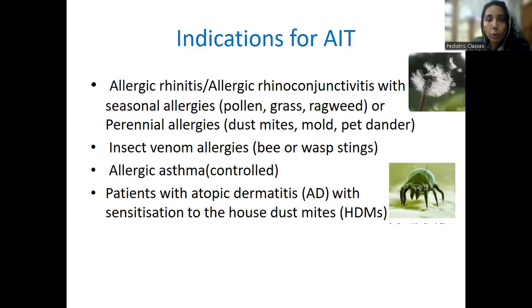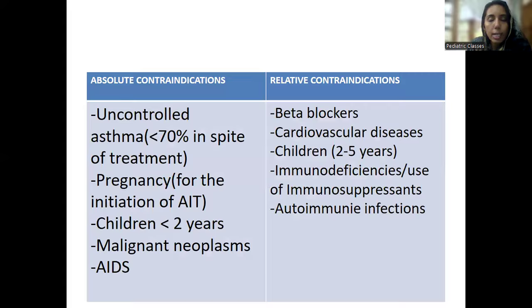Allergic rhinitis or allergic rhinoconjunctivitis with sensitization to seasonal allergens like pollen, grass, weeds, or perennial allergens like dust mites, molds, pet danders, etc., or insect venom allergies like bee or wasp stings. Allergic asthma once controlled, and it can also be considered in patients with atopic dermatitis with sensitization to house dust mites. There are certain absolute contraindications for immunotherapy, for example, uncontrolled asthma. Because when the asthma is not under control, immunotherapy is associated with systemic reactions and anaphylaxis, everything.